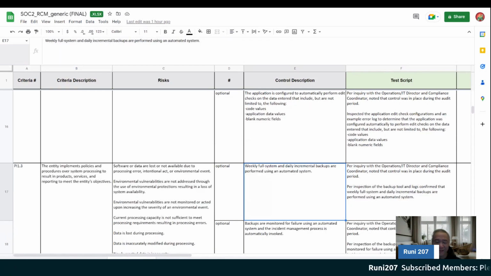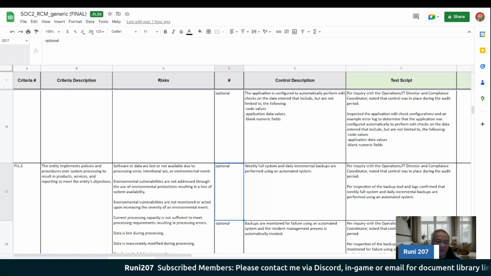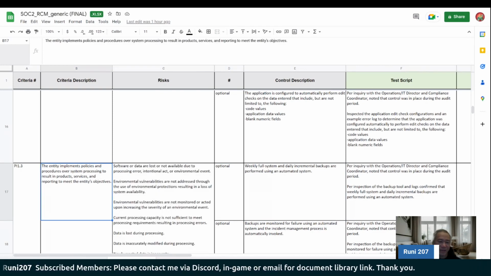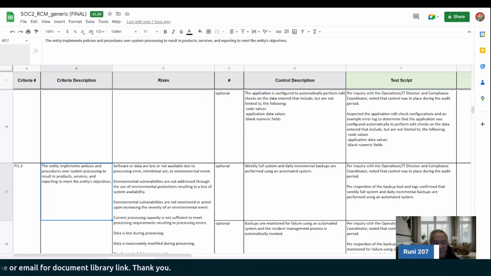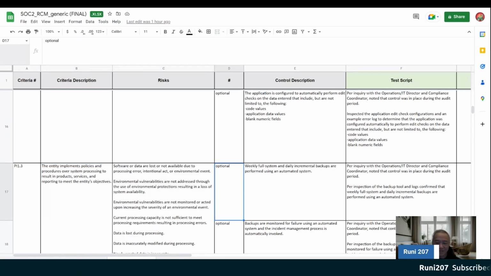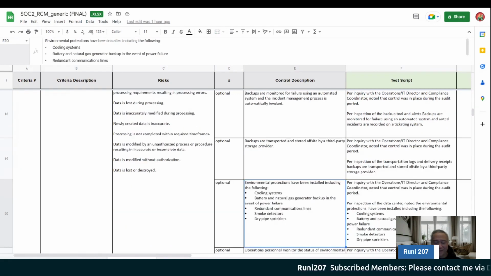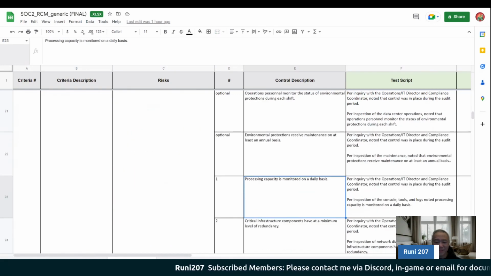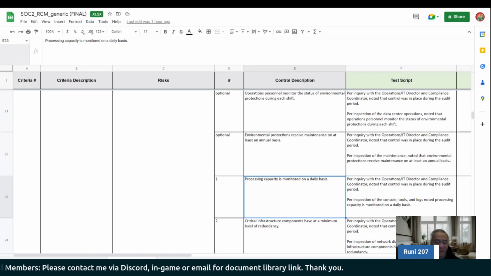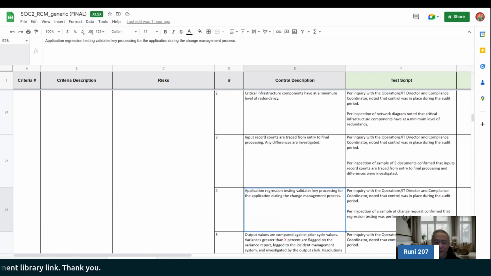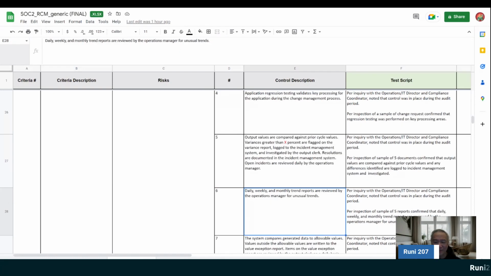Whether you're doing a weekly or a full system daily incremental type of backup, DR type, and this is the third processing integrity criteria, the control itself: the entity implements policies and procedures over system processing to result in products, services, and reporting that meet the entity's objectives. These are backups. They're considered optional in some of the environments, and some may be deferred to another third party like AWS or Azure or Google, depending on your source. And the frequency just depends on how important it is and things like that.